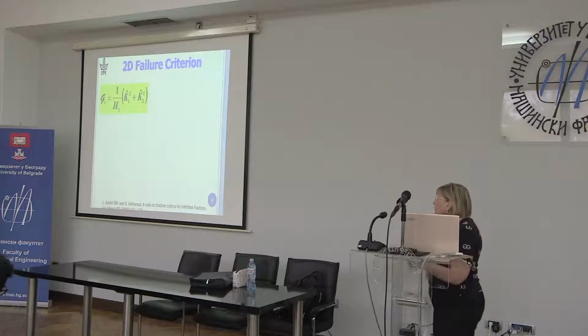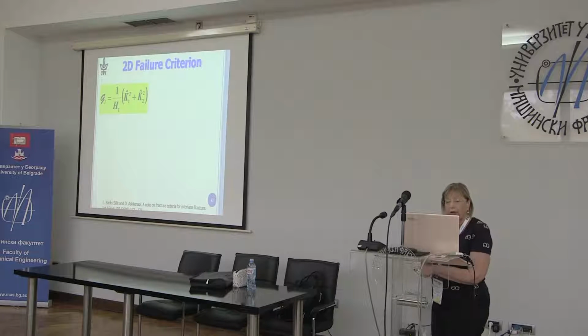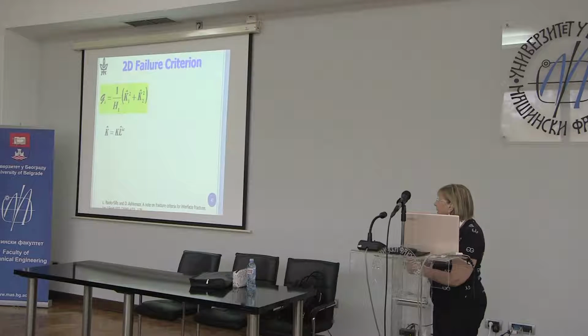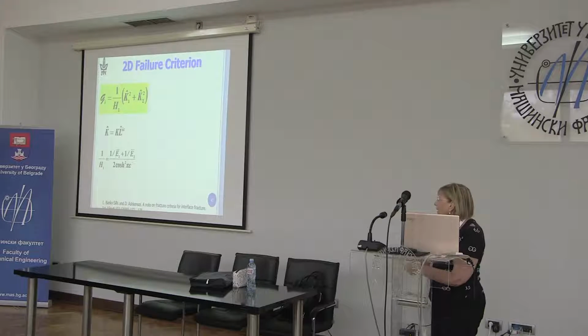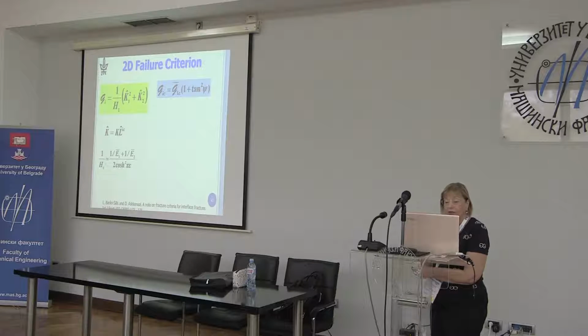So for the failure criterion, I'm going to go over what I showed you earlier. We take the sum of the squares of the hatted quantities, divide by H1, I'm writing H1 because there's also an H2 when we do out-of-plane problems. It's the same H as before. K hat is the normalized K with this L hat, which here we will choose because we have experimental values, and this is the same H as before. And by manipulating this expression, we have G1C, given in terms of 1 plus tan squared psi.